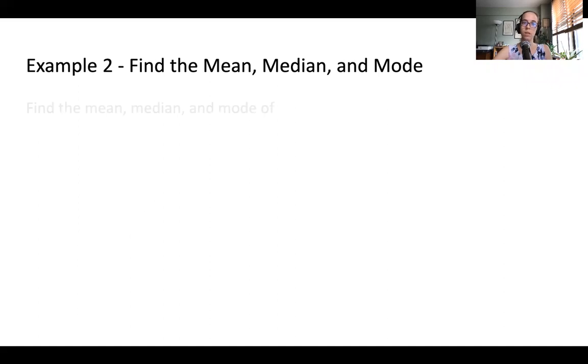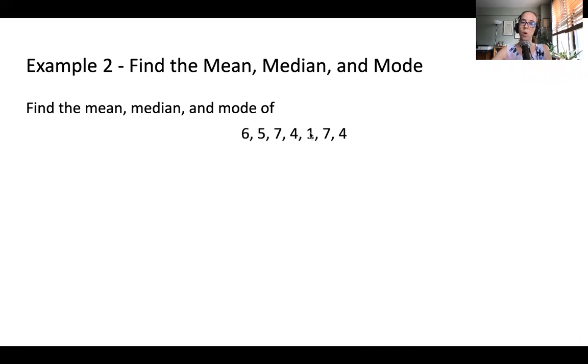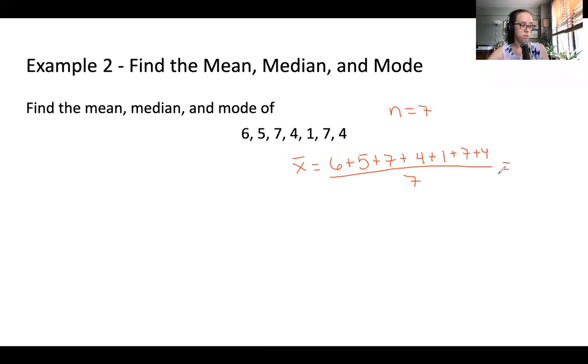Let's do another example. Find the mean, median, and mode of 6, 5, 7, 4, 1, 7, 4. So again, to find the mean, we're going to add up all the numbers and divide by the number of numbers. 6 plus 5 plus 7 plus 4 plus 1 plus 7 plus 4, divided by n here, which is 7 because there are 7 numbers. So for this problem, we get 34 over 7, which equals 4.9 after we round.